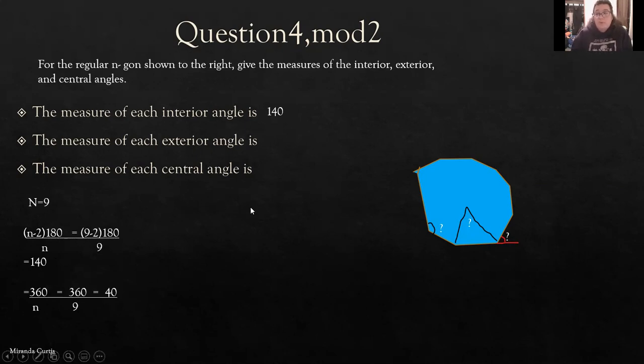The exterior formula is 360 over n. Guys, remember what n is? n is 9 because we have 9 sides, right? So we put 360 over 9, which gives us 40.